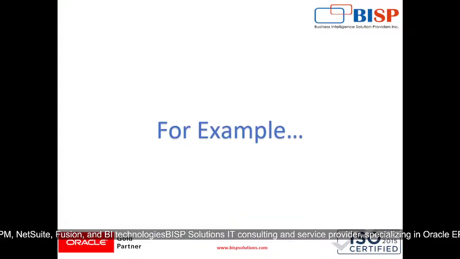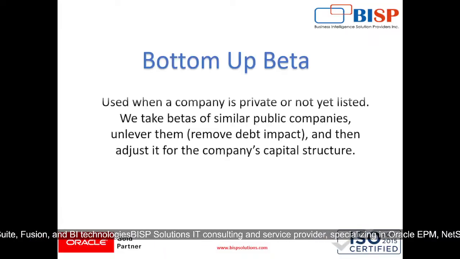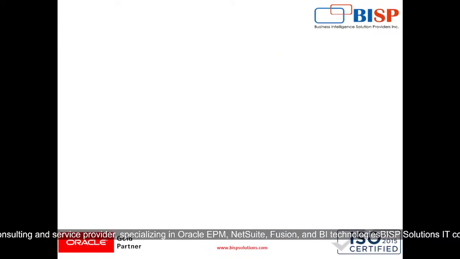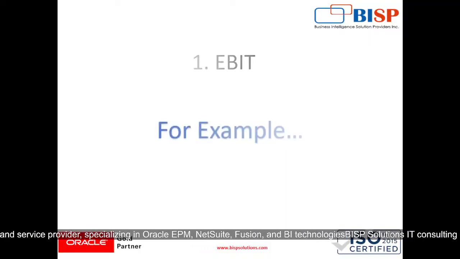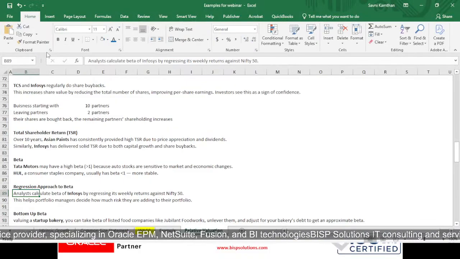Then comes our next topic, which is bottom up beta, which is used when a company is private or not yet listed. We take betas of similar public companies, unlever them, remove the debt impact, and then adjust it for the company's capital structure, right? Then comes our example for the same.